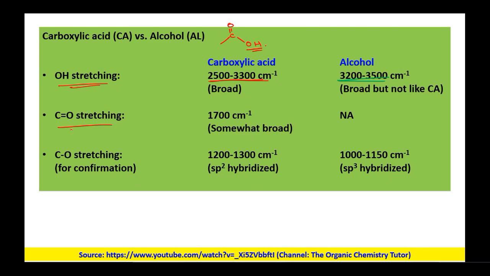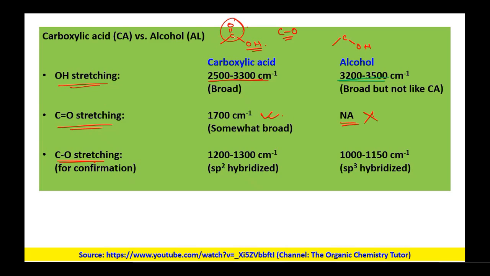Then C double bond O stretching. In the case of alcohol, we do not have any C double bond O, so this would not be present. In the case of the acid, we will be having this at 1700, which we have already discussed. We will be having this stretching. Then CO stretching, because over here you are having C-O. This stretching is there. So this would be the confirmation here.